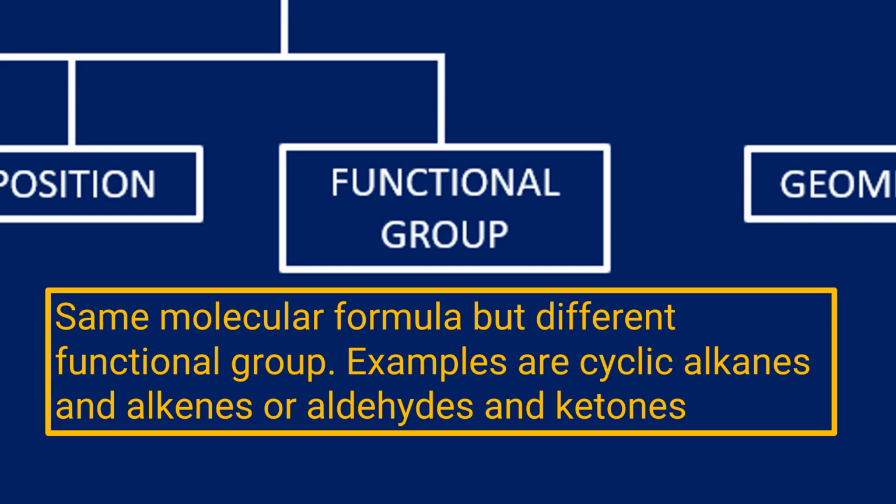Functional group isomerism then, we have the same molecular formula this time, but the functional group is different. And these are quite rare. And we're going to look at two examples as cyclic alkanes and alkenes, and aldehydes and ketones.